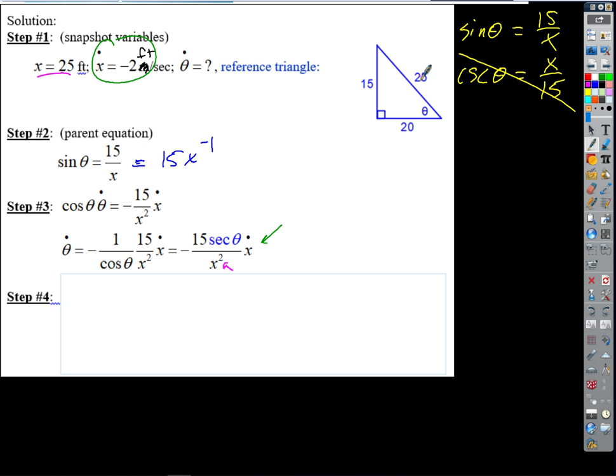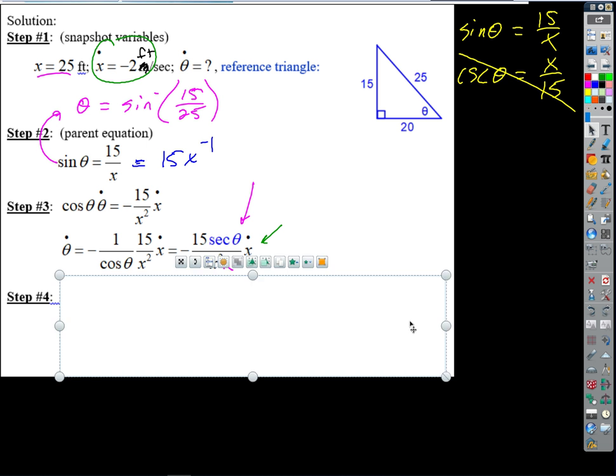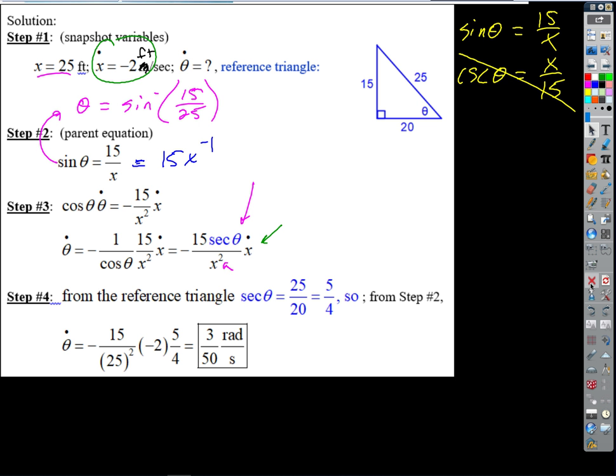You do have the option, if you want to, to go up here and say, based on this relationship right here, if we solve that for theta, theta would just equal the arc sine of 15 over 25. And that value is just a number, so we could add that to our snapshot values if you want to, and then plug that directly into secant if you wanted. But I prefer to use the snapshot values. Okay.